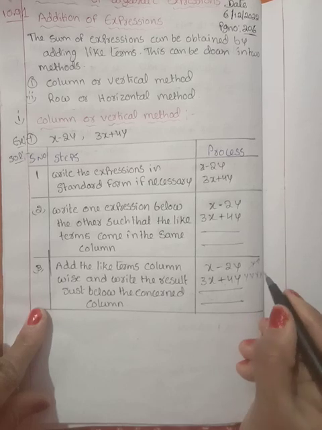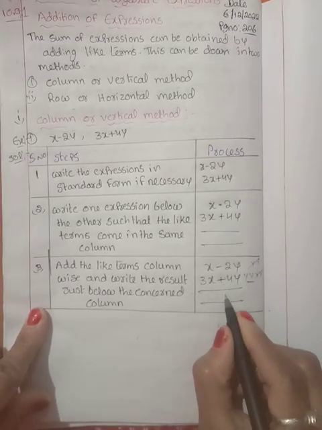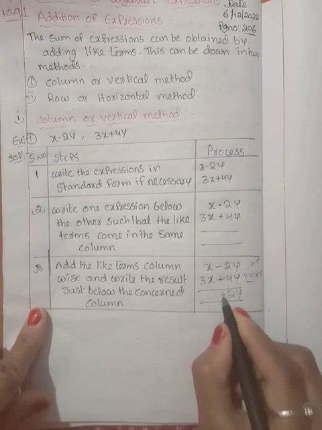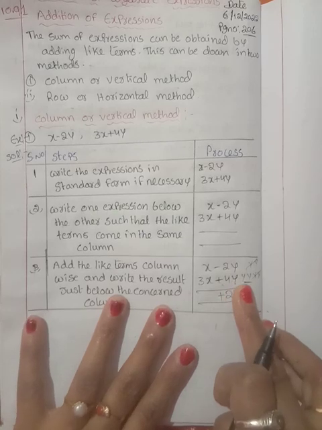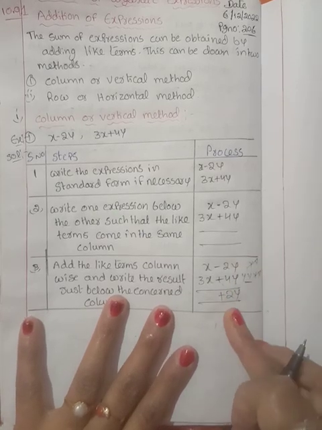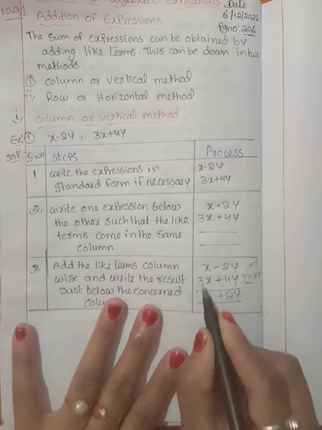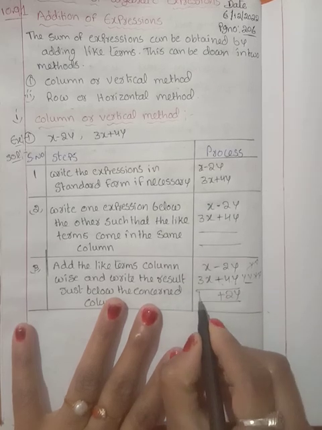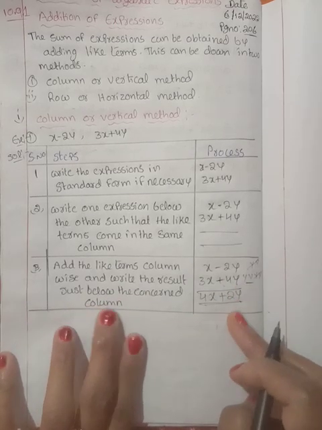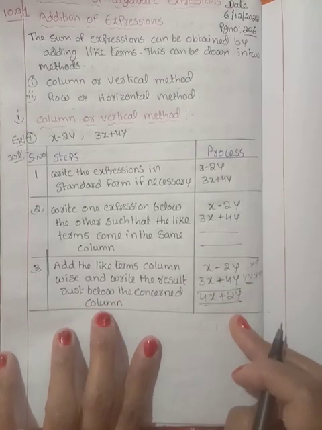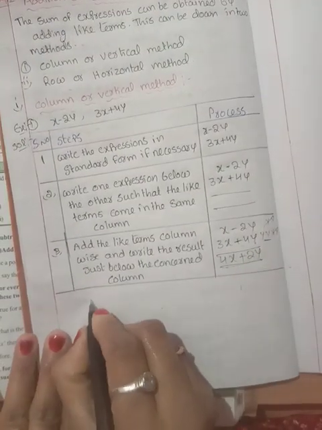4y minus 2y is plus 2y only. Here it is 1x plus 3x, so that is 4x only. Write the result just below the concerned column. This is the answer. Do you understand, Gagan Sai?